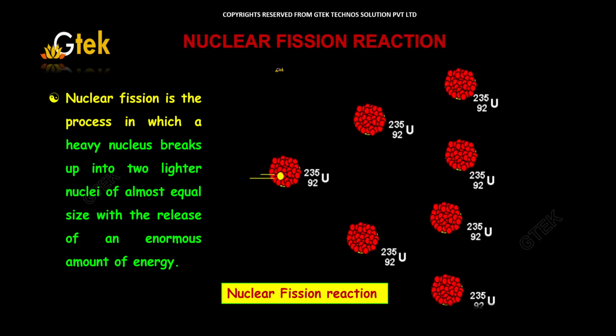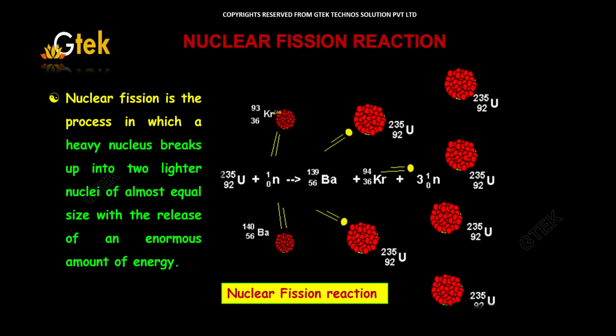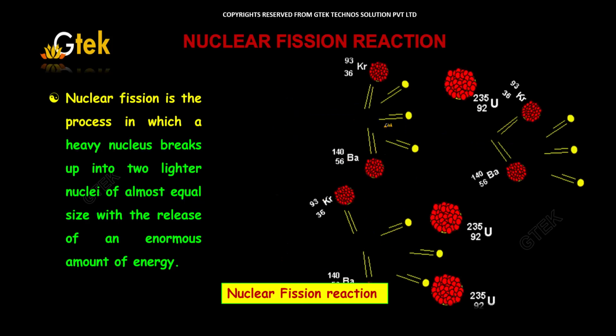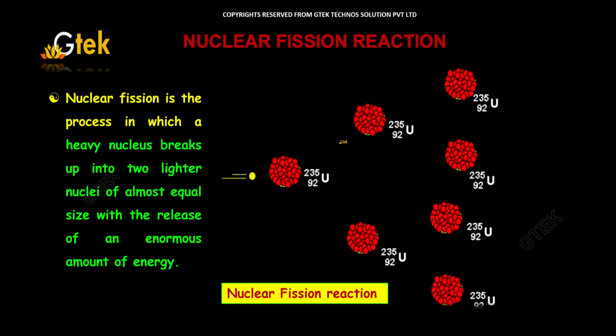Here is a nuclear fission reaction. Nuclear fission is the process in which a heavy nucleus breaks up into two lighter nuclei of almost equal size with the release of an enormous amount of energy.